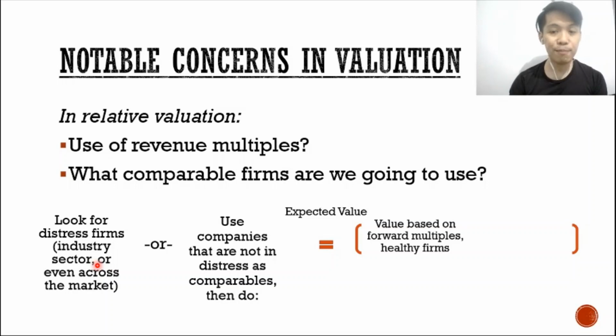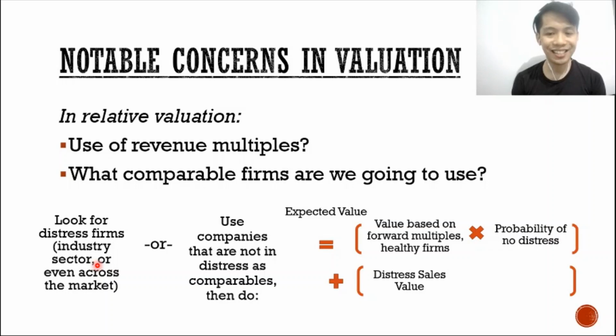And then multiply this by the probability of no distress. Then add the distress sales value multiplied by the probability of distress. In other words, we are going to do the same thing as we did in discounted cash flow technique, with the exception that in assuming a going concern value, we use relative valuation rather than a discounted cash flow technique. So basically, this is how we do valuation across the company's life cycle from cradle to grave.